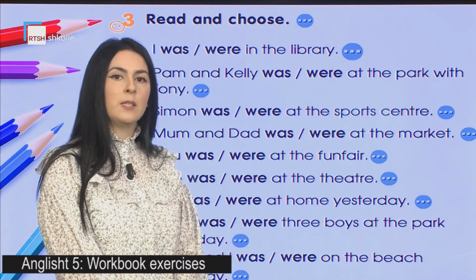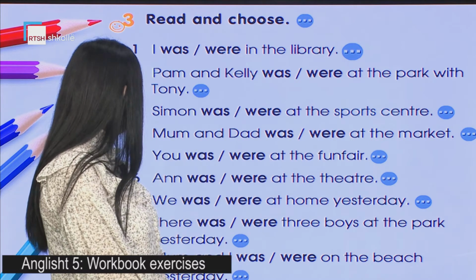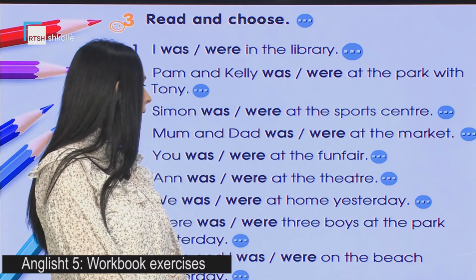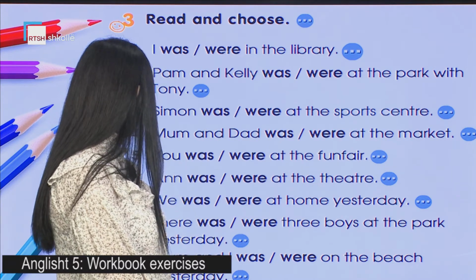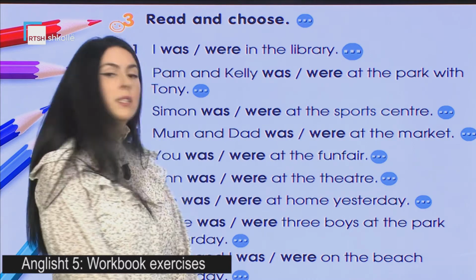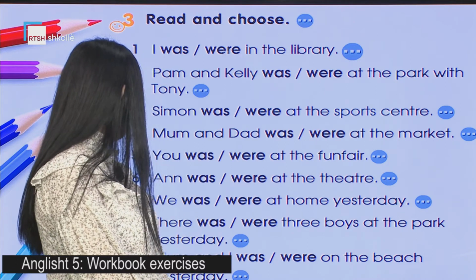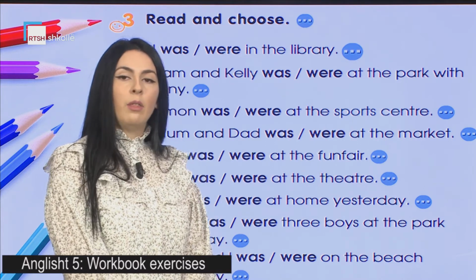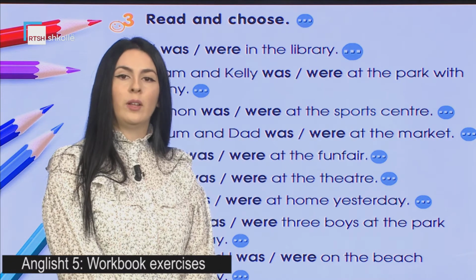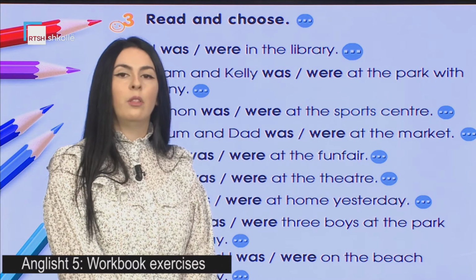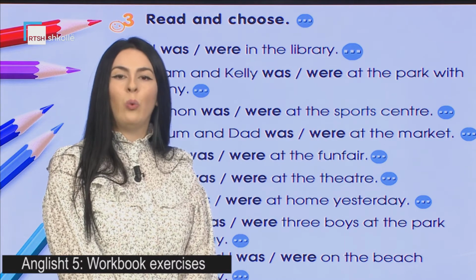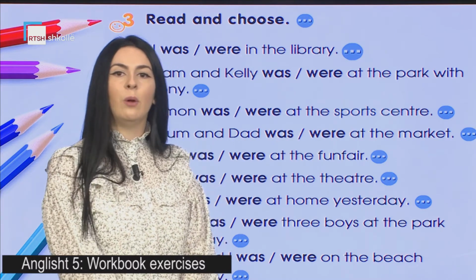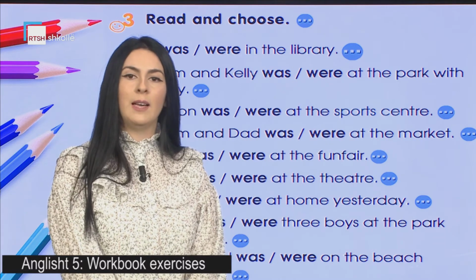So, as you can see, it is a very simple exercise. You was or were at the fun fair. Anne was or were at the theater. We was or were at home yesterday. There was or were 3 boys at the park yesterday. And the last, Mom and I was or were on the beach yesterday. You should keep in mind that in order to select the correct alternative, you should look at the pronoun. The pronoun is key in telling which verb is correct, was or were. So take a few seconds and think about the correct answers, and then we will revise them together.